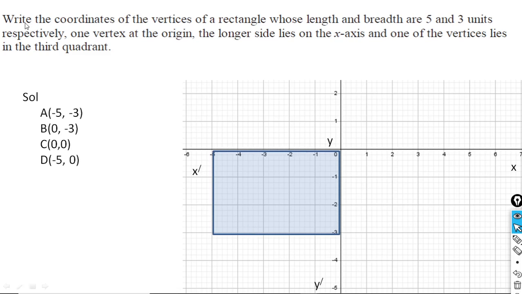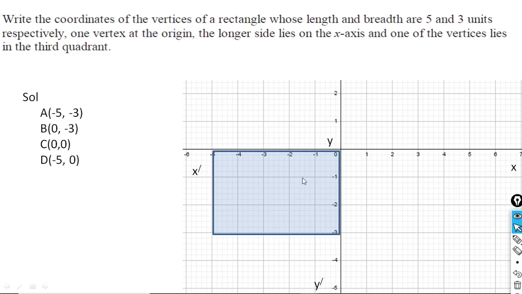Now students, this is another problem. The question is, write the coordinates of the vertices of a rectangle whose length and breadth are 5 and 3 units respectively. One vertex is at the origin and the longer side lies on the x-axis. One of its vertices lies in the third quadrant. Students, in the situation given to you, the rectangle lies in the third quadrant.